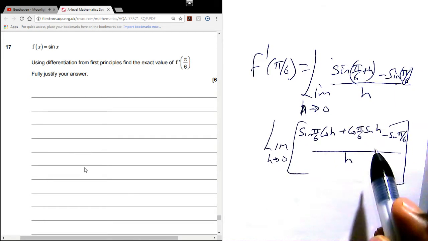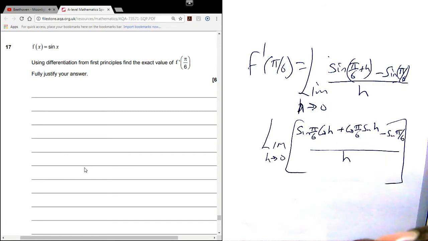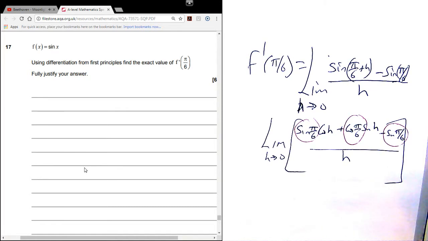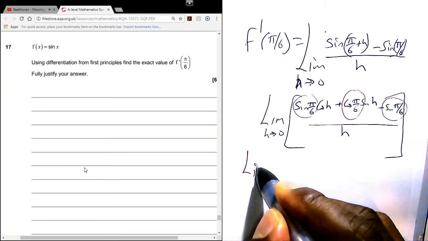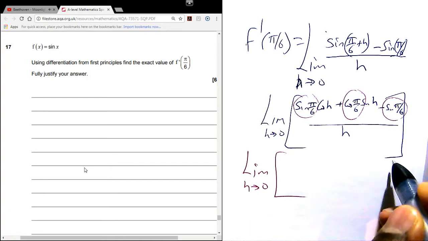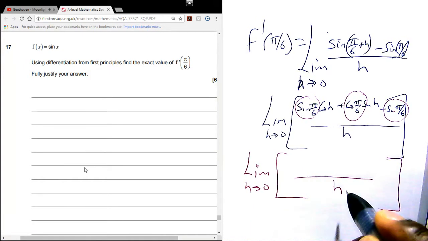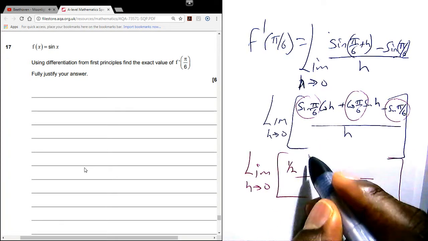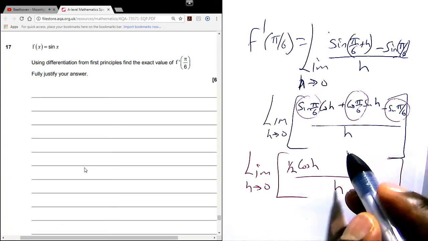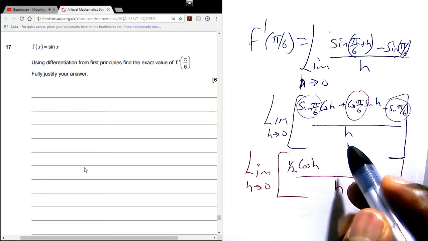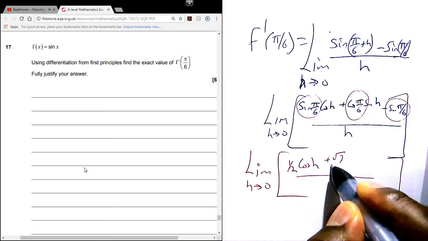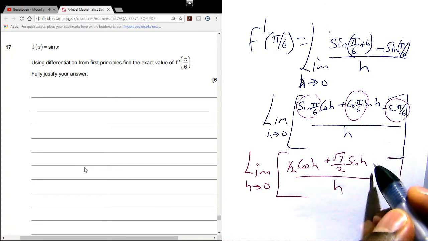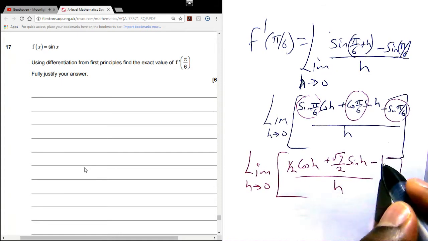Okay, we know values for these guys. Cos pi over 6, we know the value. So we can use them. So the limit as h tends to 0, sine of pi over 6 is half, so that's half, and cos h is just cos h. Cos pi over 6 is root 3 over 2, so that's plus root 3 over 2, and sine h is just sine h, minus sine of pi over 6, which is just half.